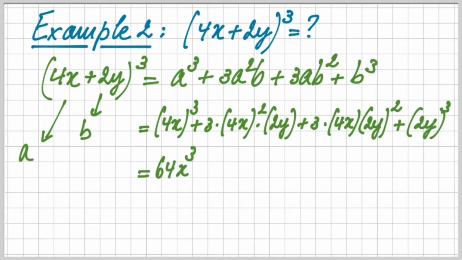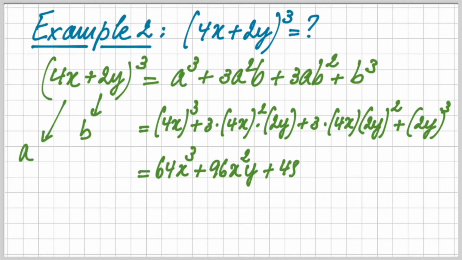So we find 4³ is 64. Then we find as first term 64x³. Then we have 3 times 16 times 2, which is equal to 96. And we have x² times y. So the second term is 96x²y.